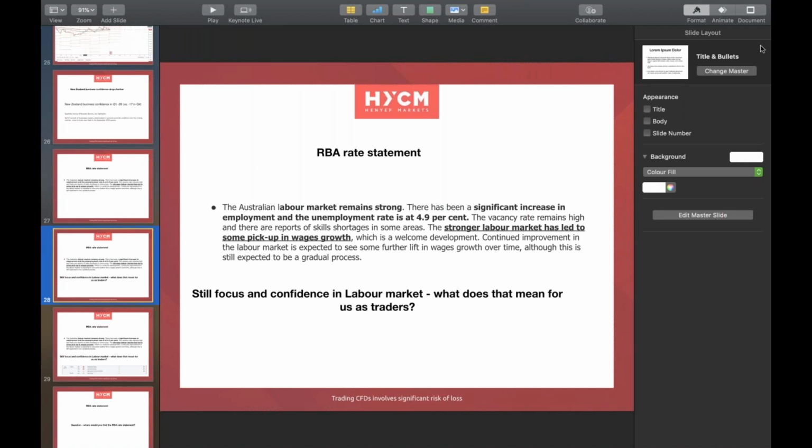So, okay, now, as traders, what we can see is that the Reserve Bank of Australia is focusing their confidence in the labour market. Now, what does that mean for us as traders? What potential opportunity does that give us as traders here?